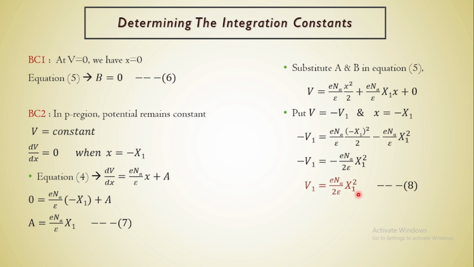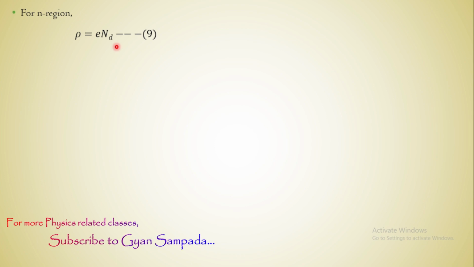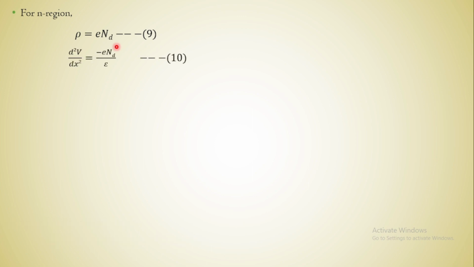So this is one part, and in a similar way Poisson's equation may be applied for the portion of the depletion region situated in the N region near the junction. Again, considering that the charge density in this region is due to the positively ionized donor atoms, the charge density can be given as rho equals e Nd, where Nd is the density of donor atoms. This can be substituted in Poisson's equation for this portion of the depletion region, which gives us equation number 10.